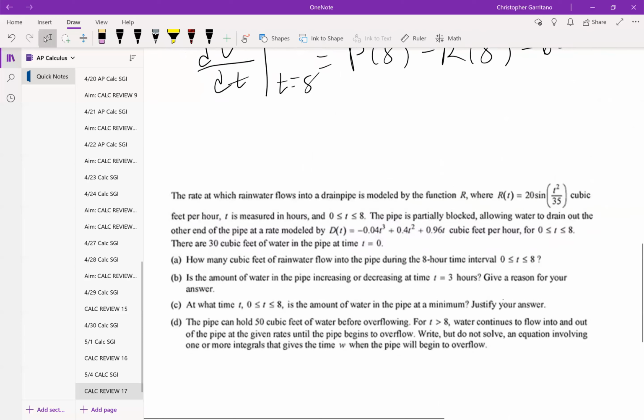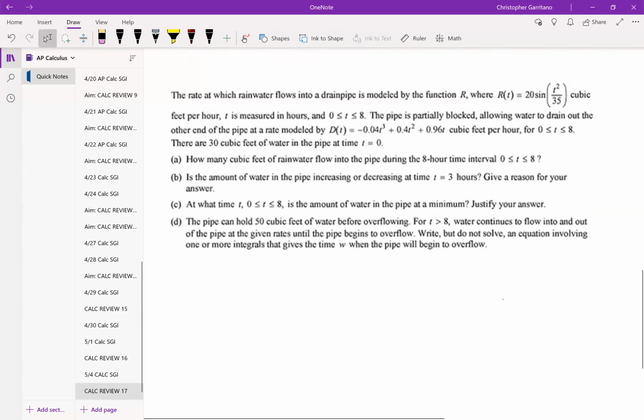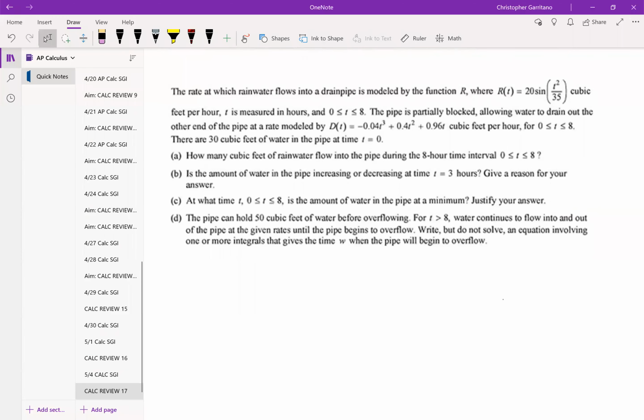Let's move on to problem number 2. So we have a pipe that can hold 50 cubic feet of water before overflowing. So this is the magic number here. If the pipe exceeds 50 cubic feet of water, any bit of excess, then the pipe will be overflowing, okay? It says that for t greater than 8, the water continues to flow in and out of the pipe at these given rates.